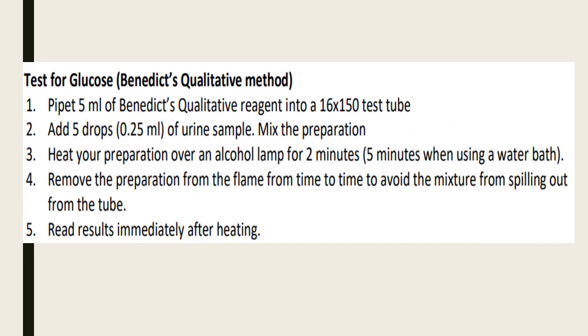Okay, and so for your procedure, to test for glucose with your Benedict's test, place 5 ml of Benedict's reagent in a test tube, and then add 5 drops, or 0.25 ml, of urine sample. Then you mix and then you heat, in a boiling water bath or over an alcohol lamp, for 2 minutes.